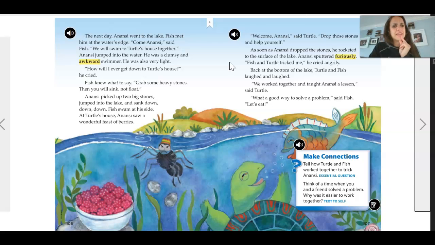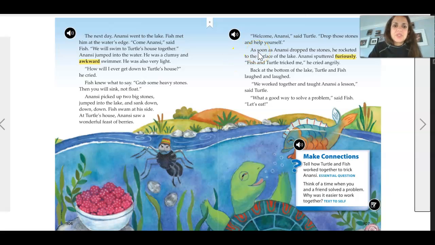As a reader, I'm thinking, if Anansi drops those stones that are keeping him at the bottom of the lake, he's going to fling right back up to the surface because he's so light. Let's read on and see if that happens.